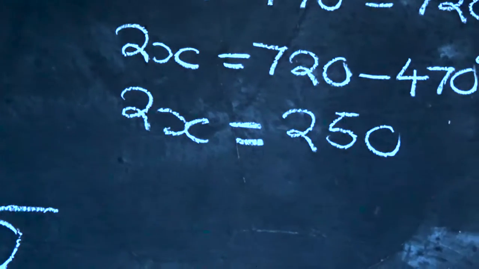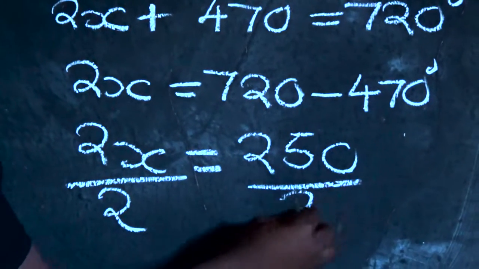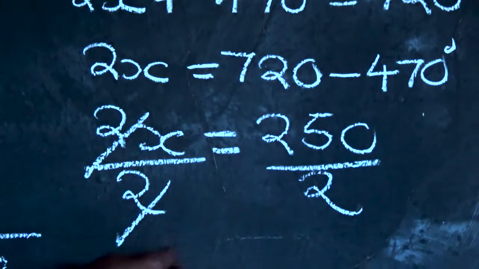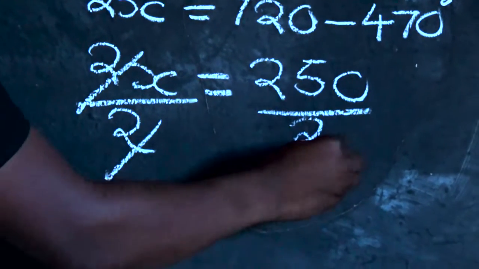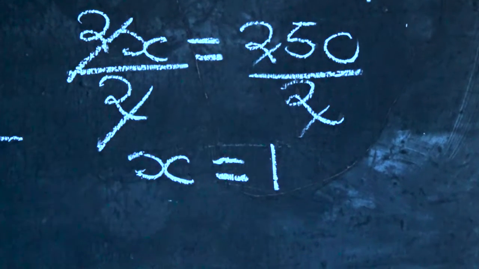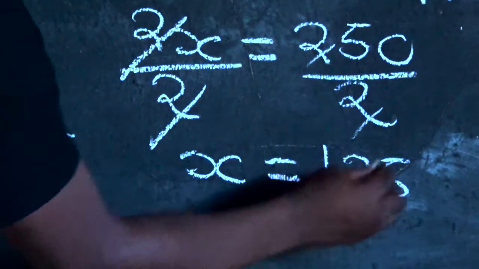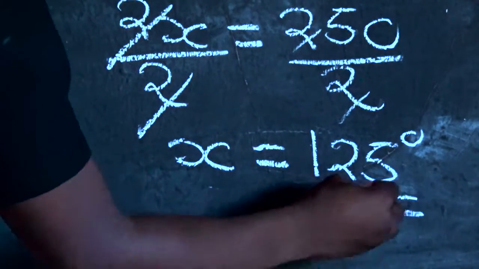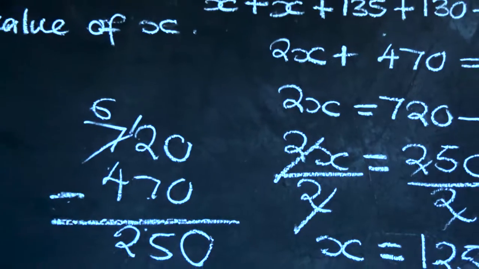250. For us to remain with x, divide both sides by 2. This side by what? 2. These two are going to go. X is equal to, you can now divide. 2 into 2 is what? It's 1. 2 into 50 is what? 25. So 125 degrees is our answer. So the value of x is 125.